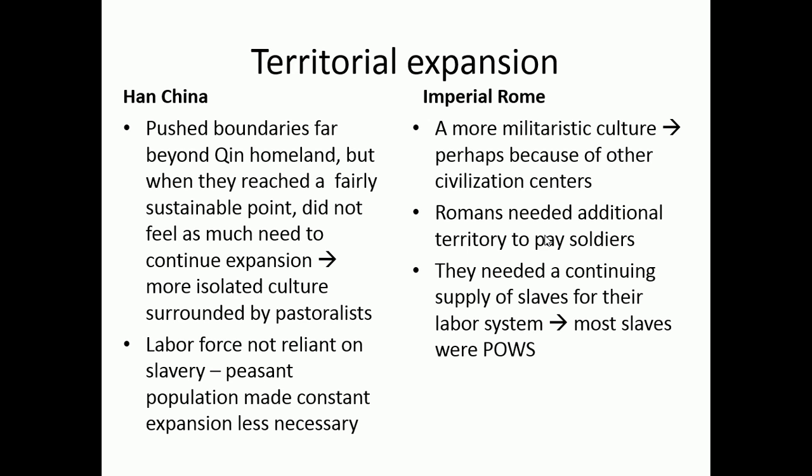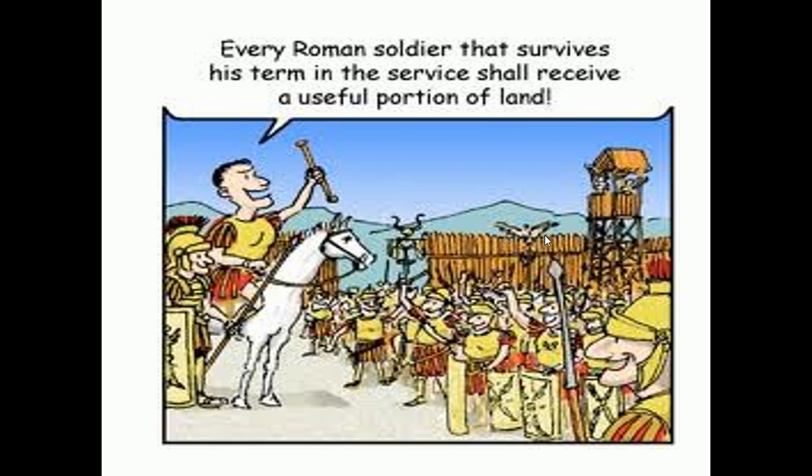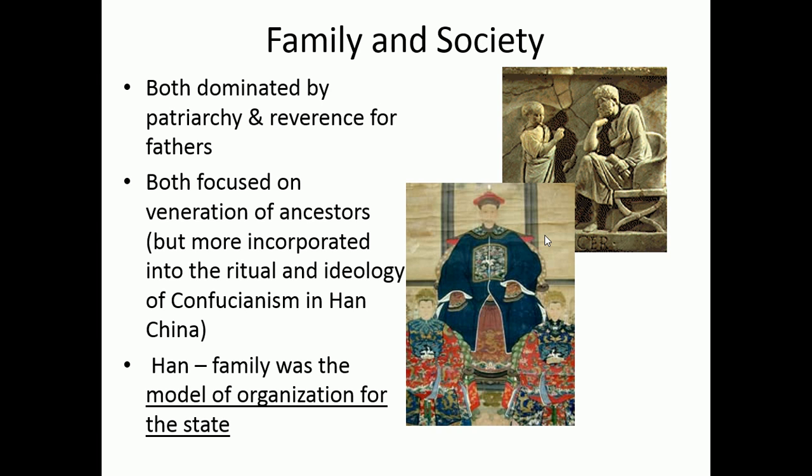For Rome, what ended up happening is that only a small percentage of the population owned land, and that small percentage owned an awful lot. So people who might have worked that land didn't own the land anymore, so they went to the cities, and Rome needed a different source of labor. So there we've got the Roman soldiers receiving land. All right. This is a very strong similarity.